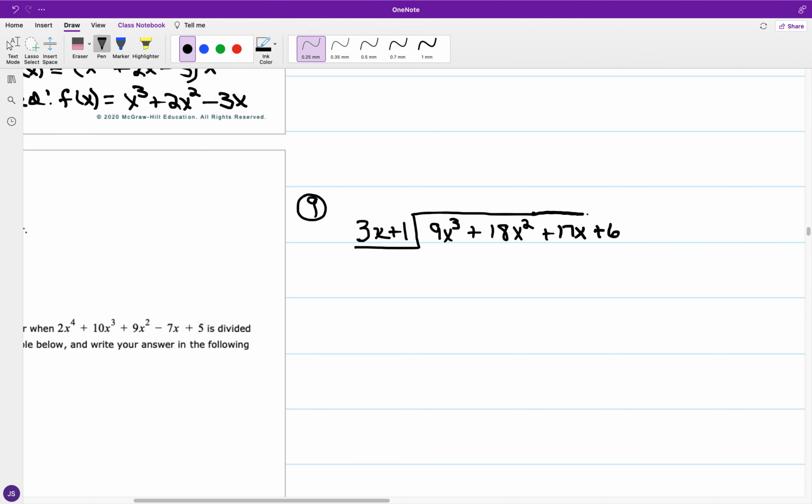And just double checking now for the dividend, there are no missing degree terms. So you've got a third order, second order, first degree term in x, and we have closing out with the constant. Okay, so I can begin the process of the long division.